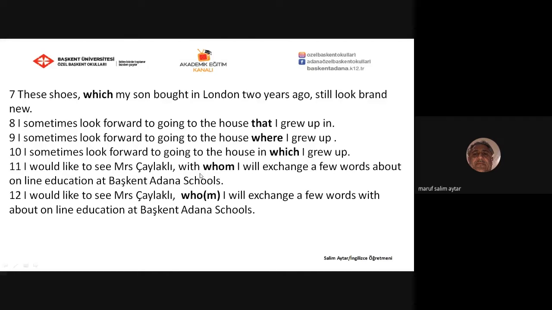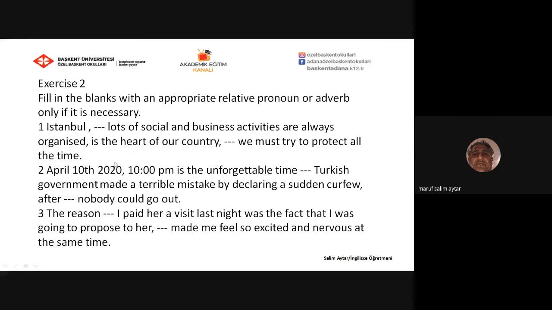Mind you, it is a formal relative clause. But you can also use this or answer it in this way. I would like to see Mrs. Çaylaklı, who or whom I will exchange a few words with about online education at Başkent Adana schools. Okay. Let's have a look at the second exercise.